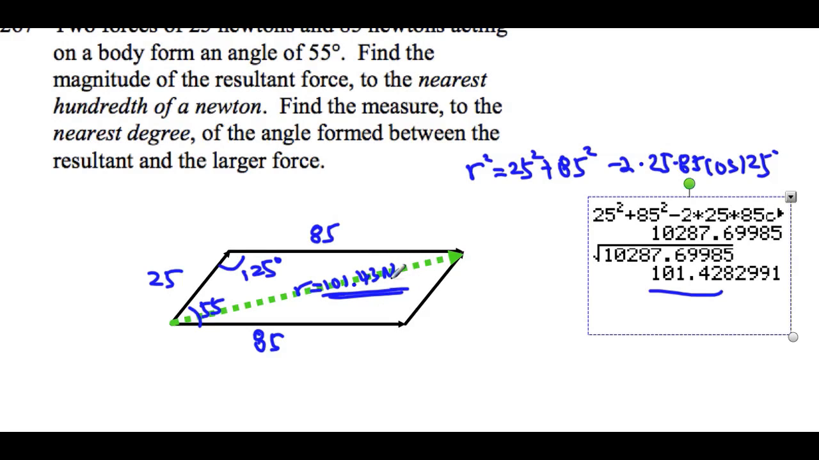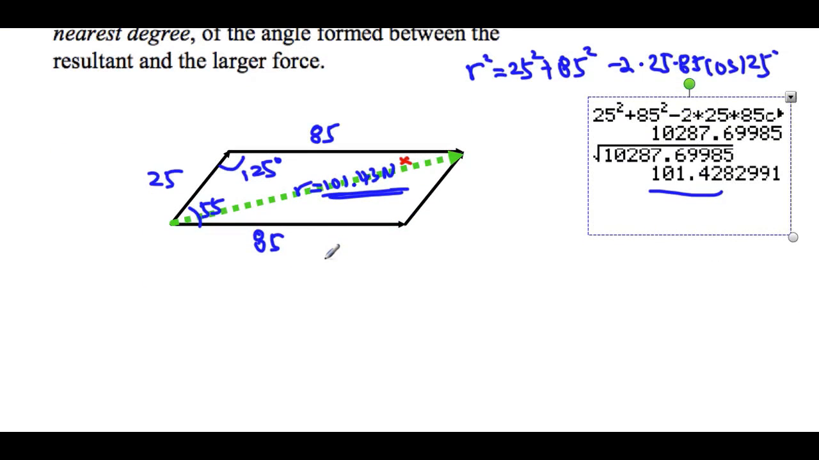That's basically, N stands for Newton. Find the measure to the nearest degree of the angle formed between the resultant and the larger force. The resultant and then the larger force, which means this angle. So let me call that x. In this case, we have several angles, so we can use the law of sines here.